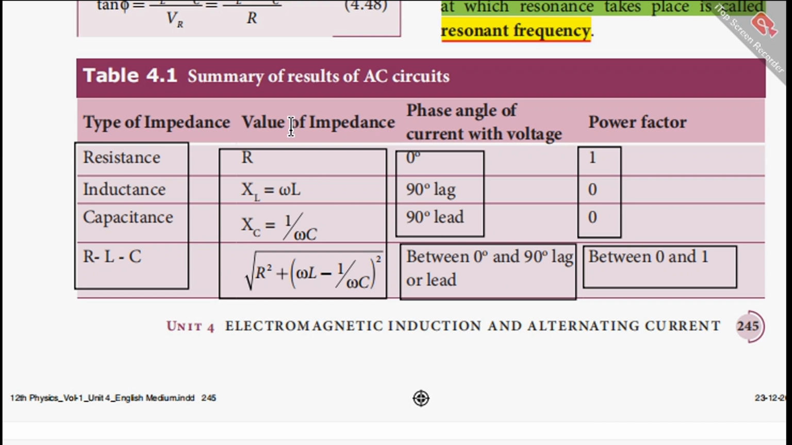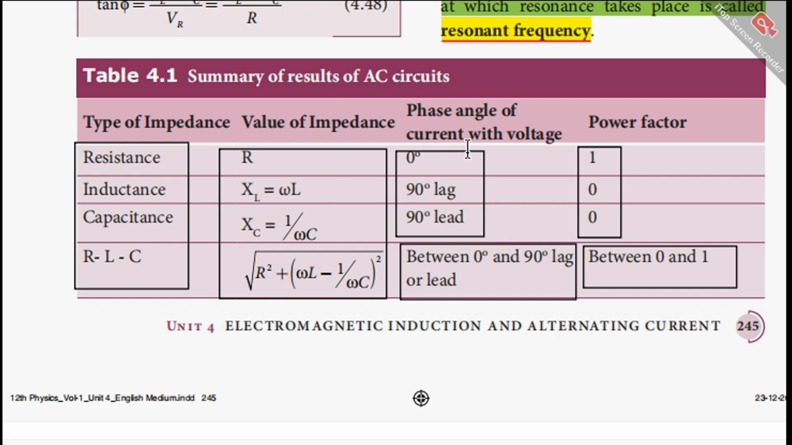Now, this is the summary of results of AC circuits, with the types of impedance for resistance, inductance, capacitance, and all the components. The value of impedance is given by R for resistance, XL for an inductance L, which is given by omega L, and for a circuit which contains a capacitance only, the value of impedance is XC, equal to 1 by omega C. When all three components are connected in series, the impedance is given by root of R square plus the whole square of omega L minus 1 by omega C.